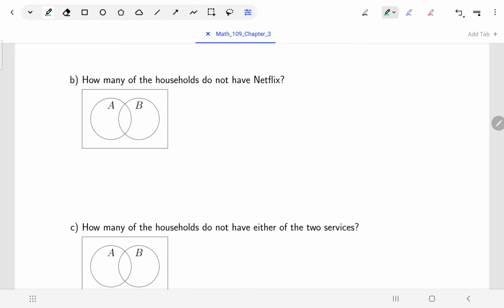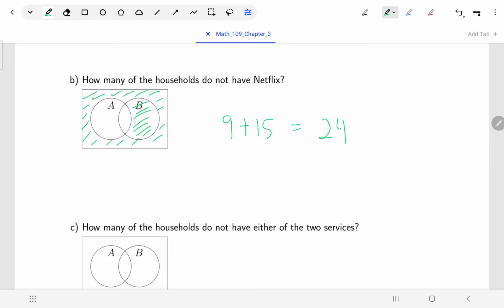So not having Netflix would be not inside of A. So that would include that region, which is not inside of A, and the exterior, that's also not inside of A. And so now I'm going to go back to my Venn diagram and add up. We know that in the region that's just inside of B, there were 9 households, and in the exterior, there were 15 households. So in total, we've got 24 households that don't have Netflix.